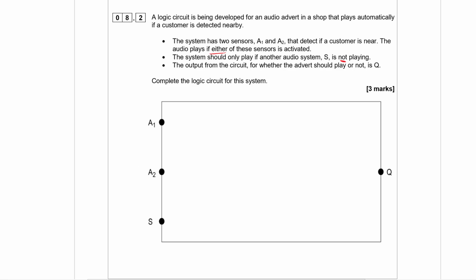So let's have a think about this. First of all, I've got A1 and A2. It plays if either of these sensors is activated. So I said it's either OR or XOR.